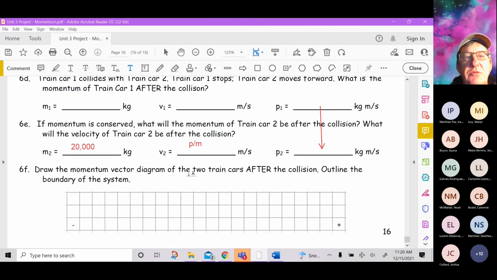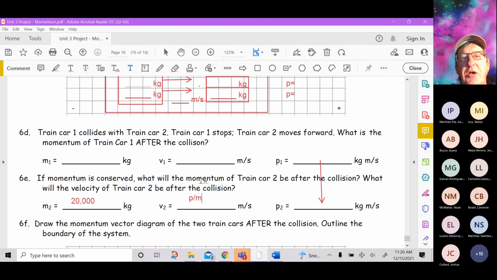And the final thing you're going to do on your own is draw the momentum vector of these two train cars after they collide. I'm going to let you do this one all by yourself now. It's just these two cars. I want to remind you that train car number 1 has now stopped. Train car number 2 is moving forward.